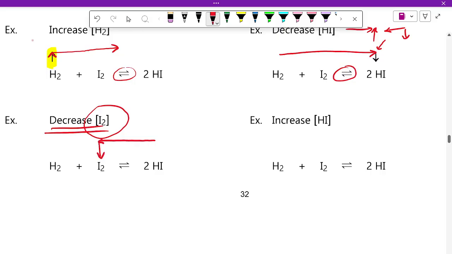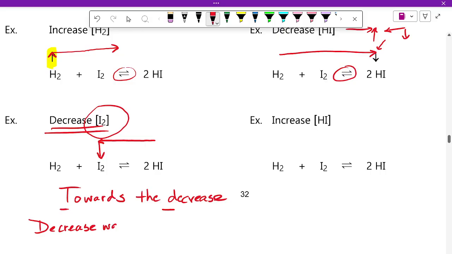It shifts towards the decrease. The decrease was on the left-hand side, so it shifts to the left. It doesn't matter, like I said, which method you use to figure out that it shifts left, as long as you do know that it shifts left.